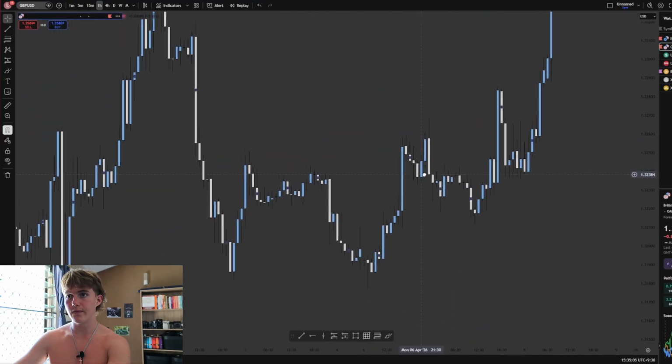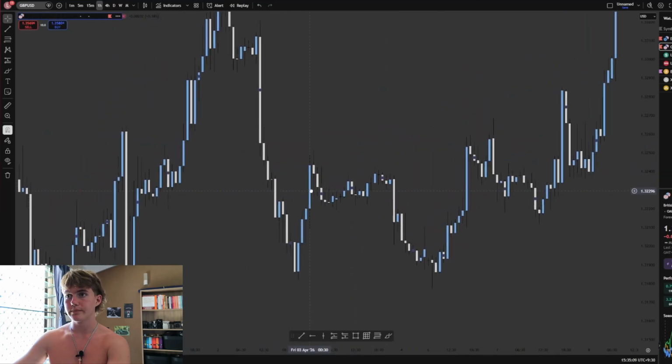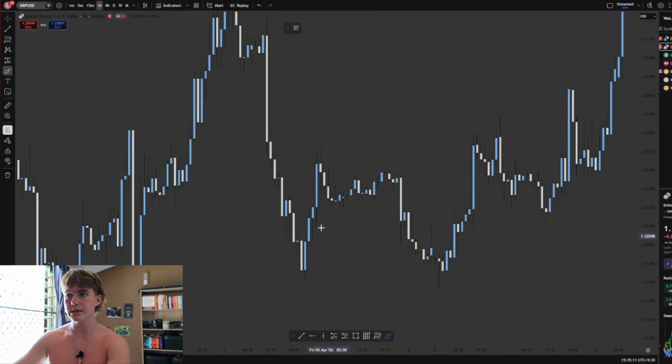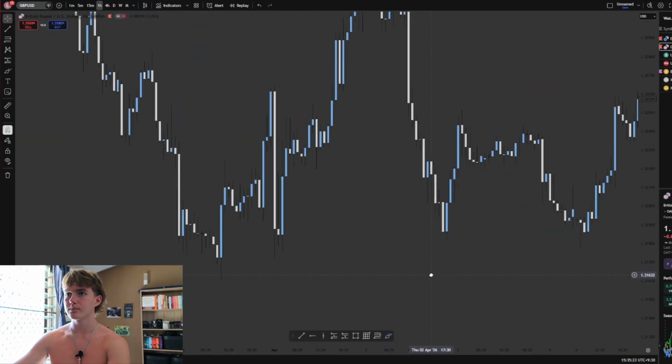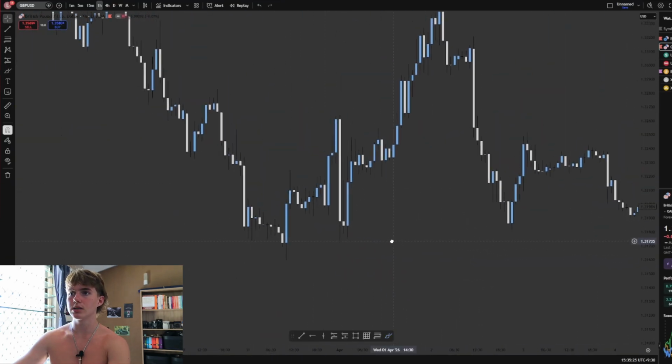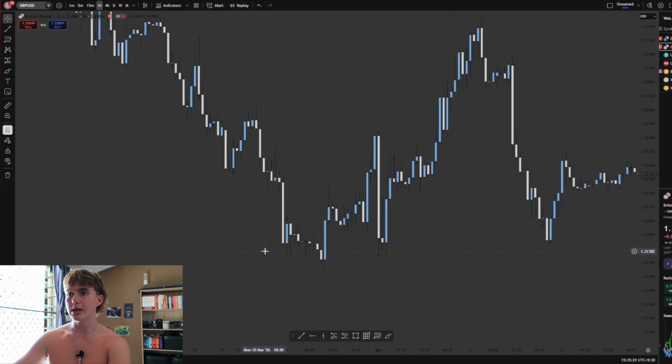Let's see if I can find a good example. Maybe like this. We break structure, we go up a little bit, but then we end up coming back down. Or, let's see. You guys can probably now see all the highs and lows in the market and how the break of structure works.